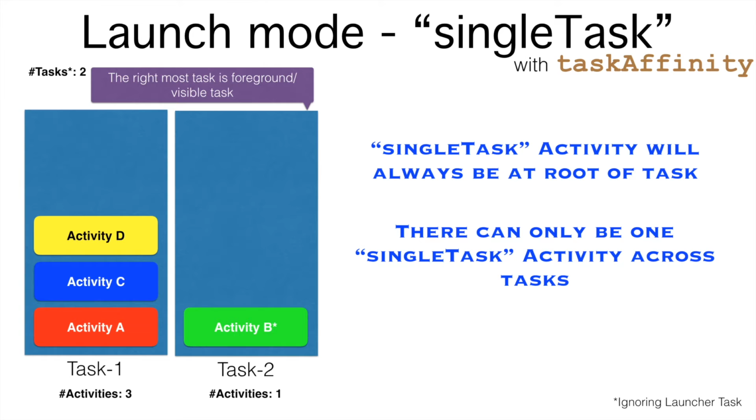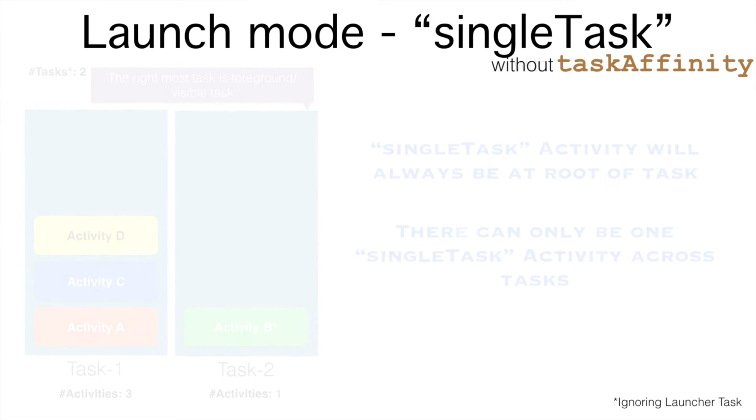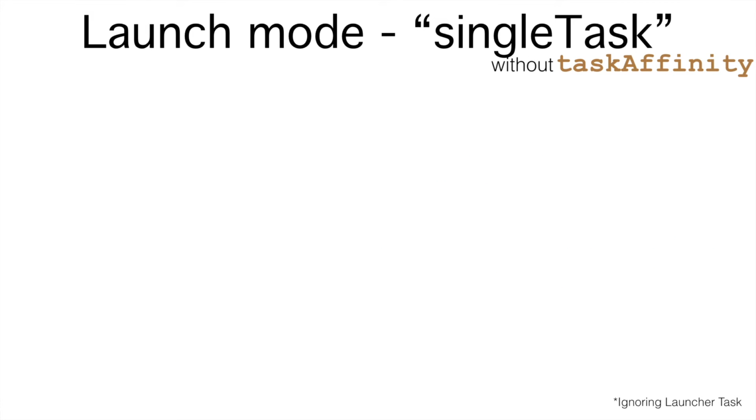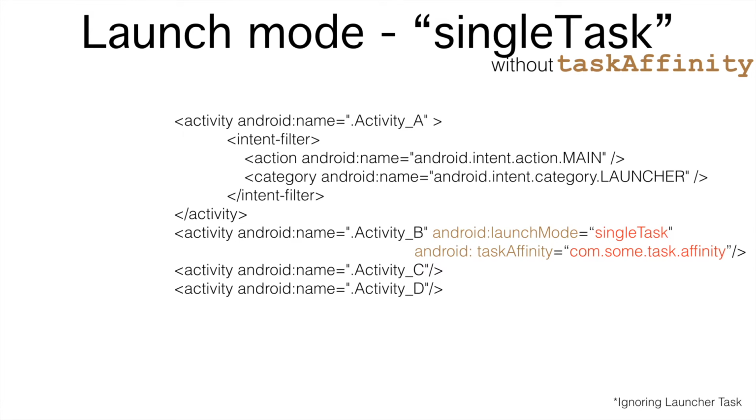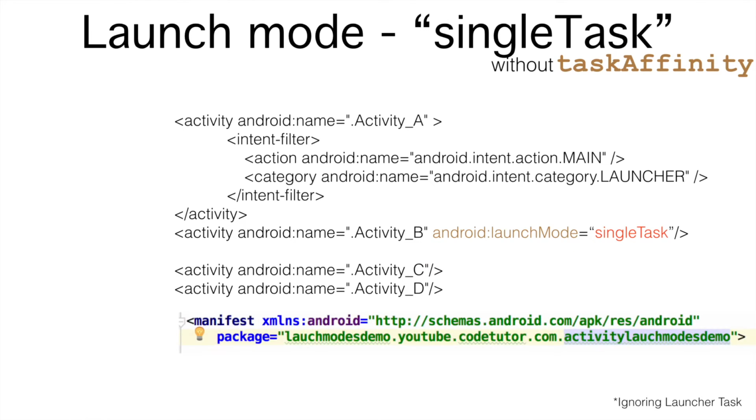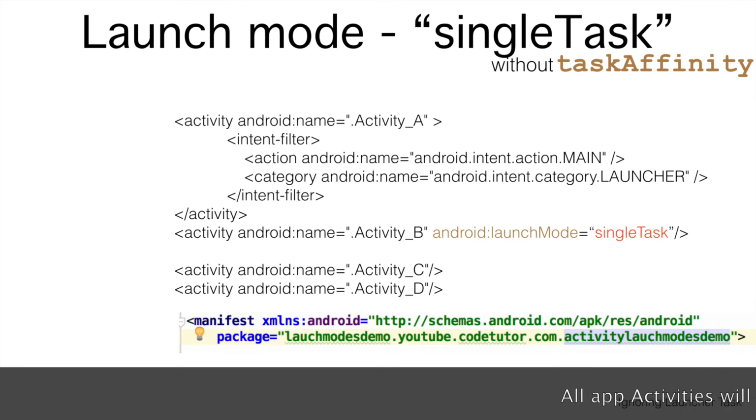In the previous video, you have seen how a single task activity works when associated with a task affinity. In this particular video, we will be seeing single task but without task affinity. So if you have a look at the manifest file, the only difference is I will be removing the task affinity. So activity B would now be with just a launch mode single task.